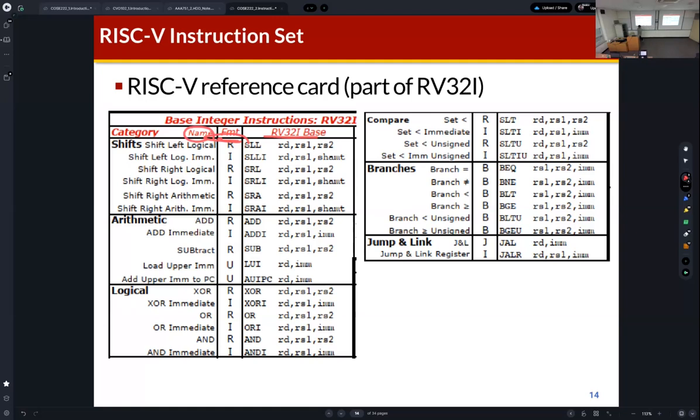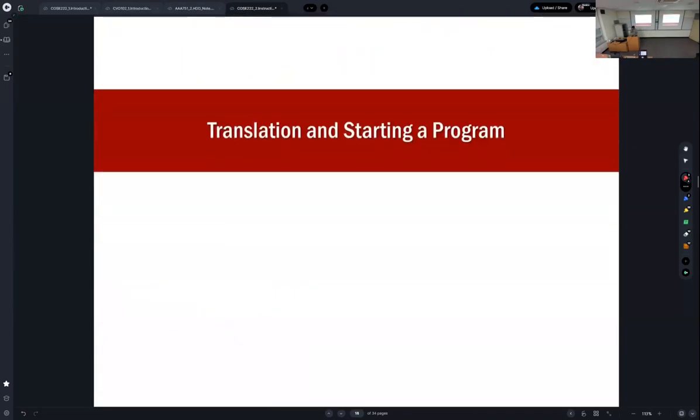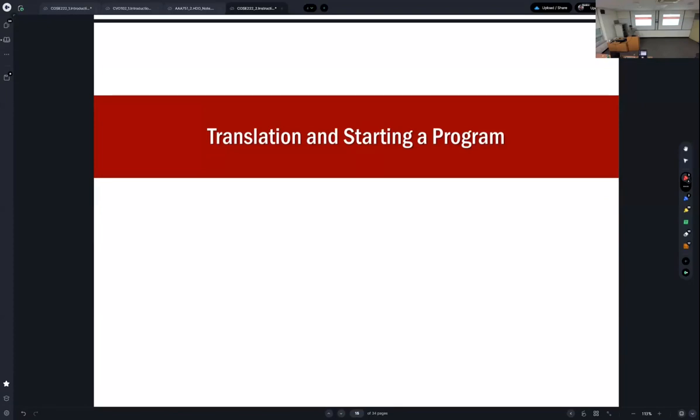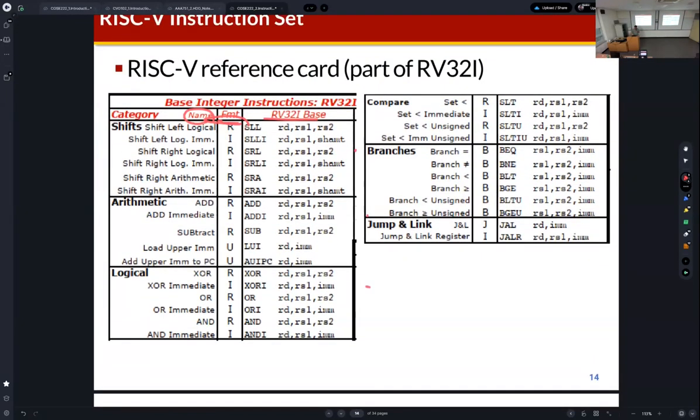As you can see, you can find multiple instructions. This is part of the RISC-V 32-bit integer instructions. Each row represents a separate instruction. For example, this one is XOR, exclusive OR, and the structure of exclusive OR is like this, the format is R format, and this is the name of the instruction. Any questions about the RISC-V instructions?